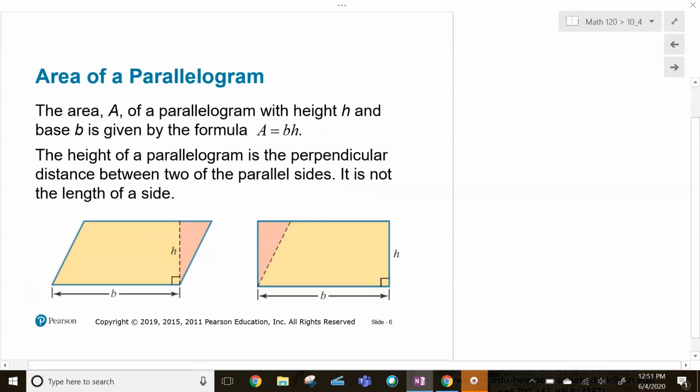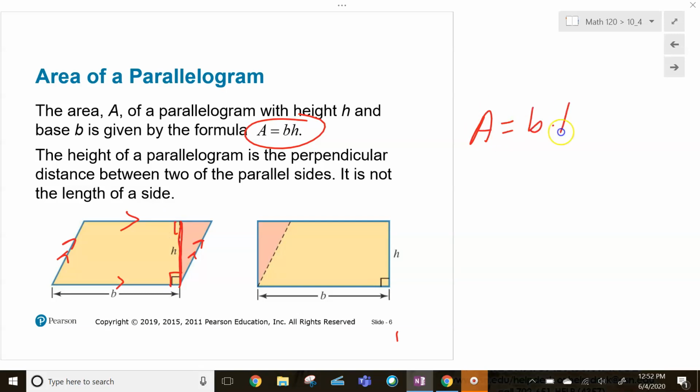All right, area of a parallelogram. Parallelogram means the opposite sides are parallel, if you remember. So both the top and bottom sides are parallel, and then the right and the left are parallel, right? Now the area of a parallelogram is the base times the height, but the height is this perpendicular. It's from one of these vertices, making the 90-degree angle. Okay, so it's the base times the height. Again, just remember that's the perpendicular, from the vertex down to the other base.